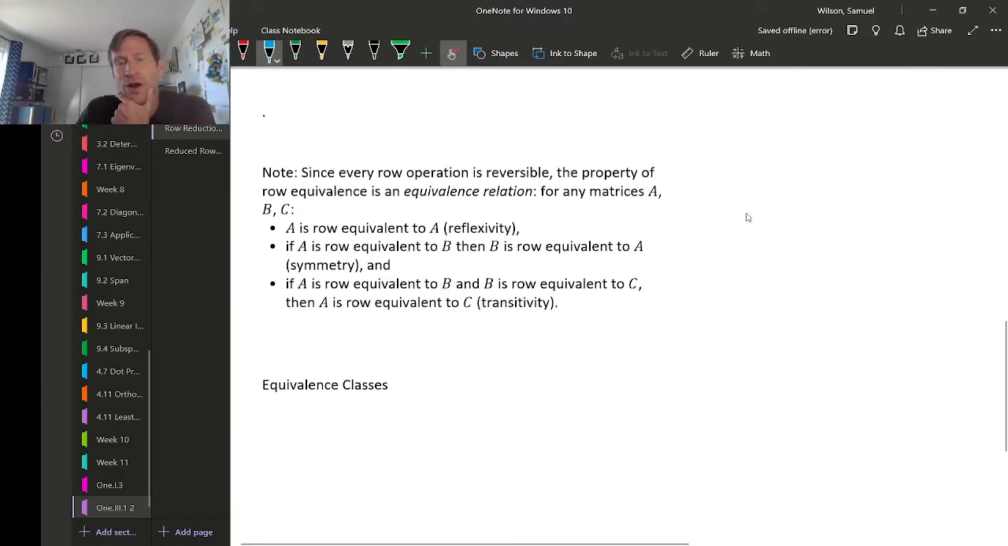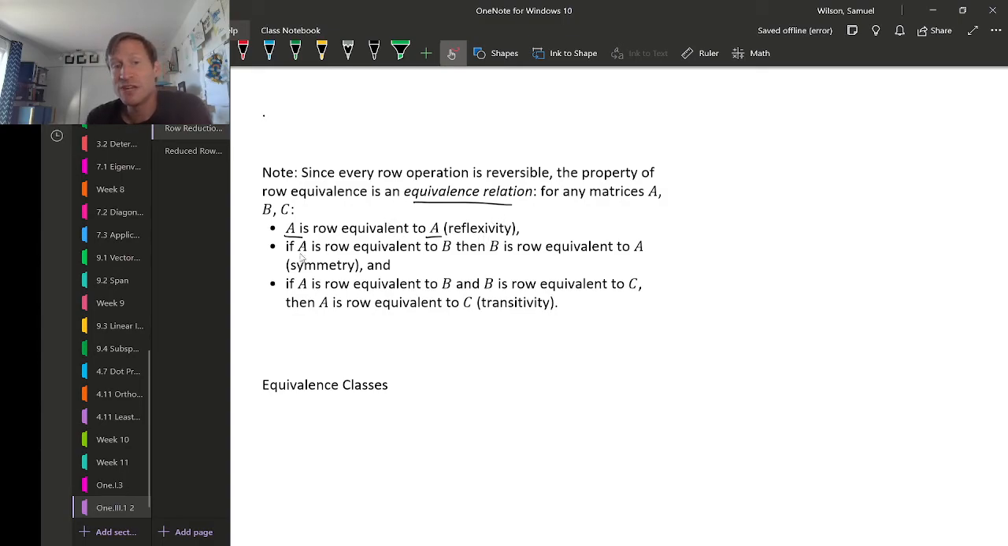So another thing that we should notice about this row equivalent definition that we've made is that it's what's called an equivalence relationship. And an equivalence relationship is just a relationship that has three properties. So I'm going to express this all in terms of this row equivalence relationship, but it could be any other relationship. So our row equivalence relationship is an equivalence relationship because, first of all, every matrix is row equivalent to itself. That's kind of obvious.